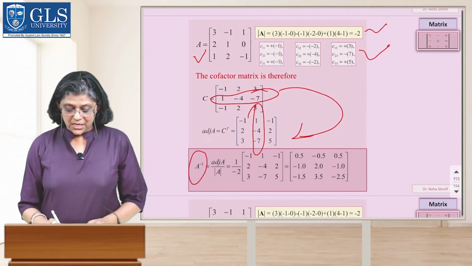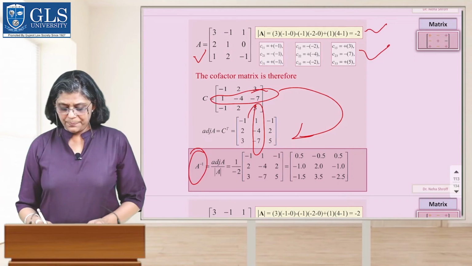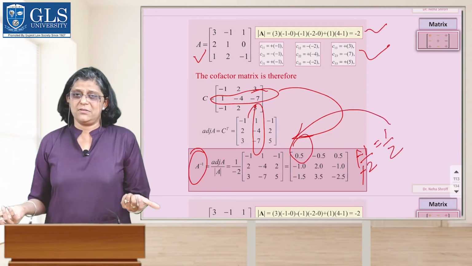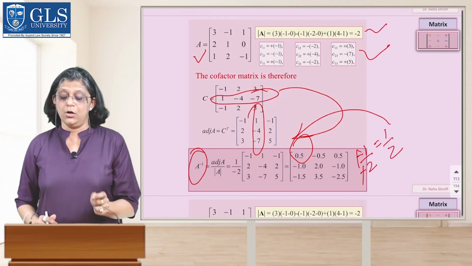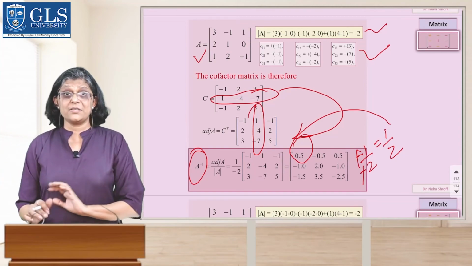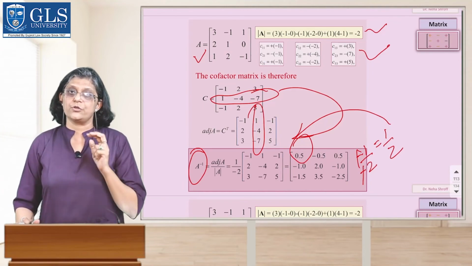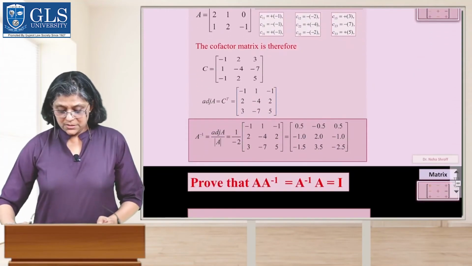Now what is A inverse? A inverse is adjoint upon this, and multiply this. You can even write minus 1 upon minus 2. Cancel it and it can also be half. Some people think that I want to write in decimal. You can go ahead with decimal also. I think you are very much clear with the concept of inverse of a matrix, that is for 2 cross 2 and for 3 cross 3. Clear? This is the matrix.